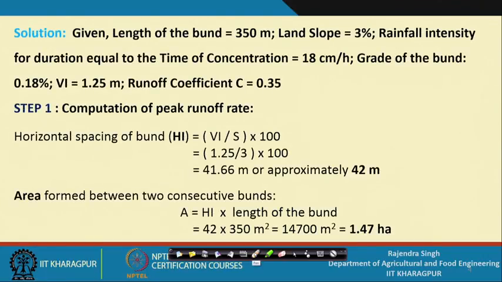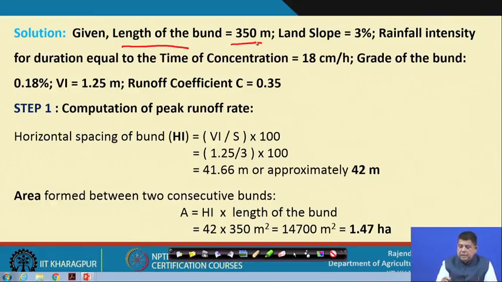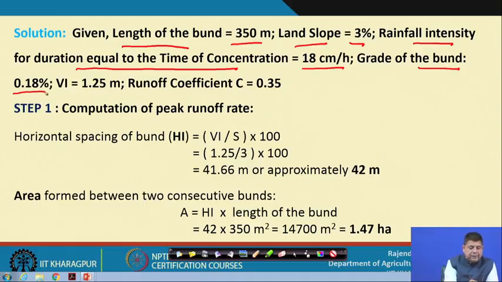Now, just to have a check on the data which is available with us. Length of the bund is given as 350 meters, land slope is given as 3%, rainfall intensity for duration equal to time of concentration is given as 18 centimeter per hour, the grade of the bund is given as 0.18%, vertical interval is 1.25 meters and runoff coefficient C is 0.35.